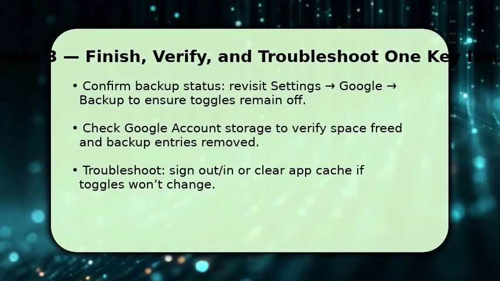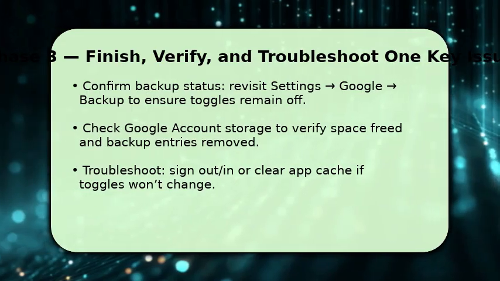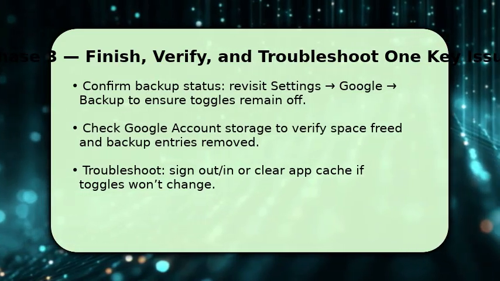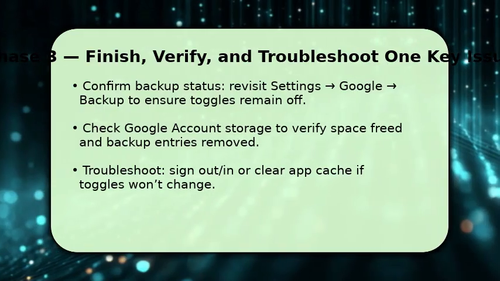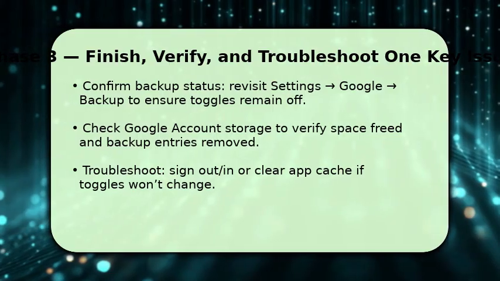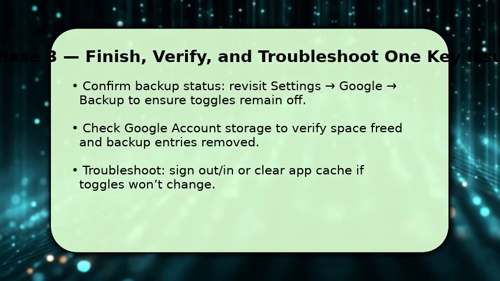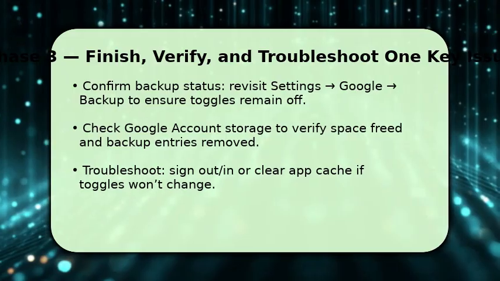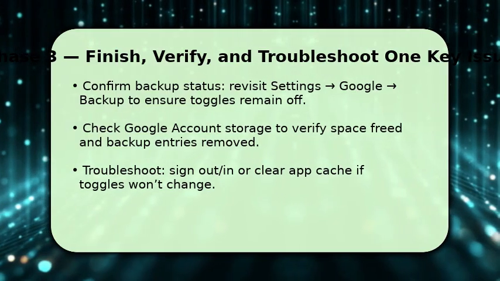If a toggle refuses to change, try signing out and back in, or clear the Settings or Google Play Services cache because stale cache often blocks updates. Finally, make sure you understand turning off backups means newer data won't be saved. Consider manual exports if you need historical copies.